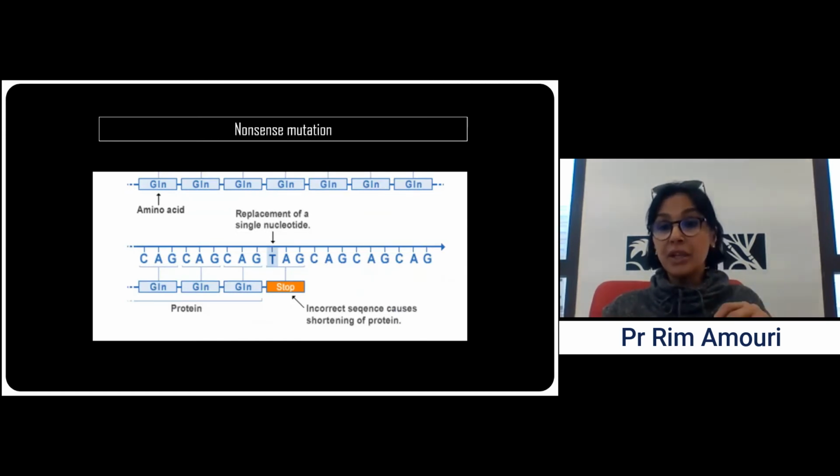A nonsense mutation, or its synonym, a stop mutation, is a change in DNA that causes a protein to end its translation earlier than expected. It's the substitution of a single base leading to the appearance of a stop codon instead of the original codon specifying an amino acid. And the presence of this premature stop codon results in the production of a shortened and non-functional protein.